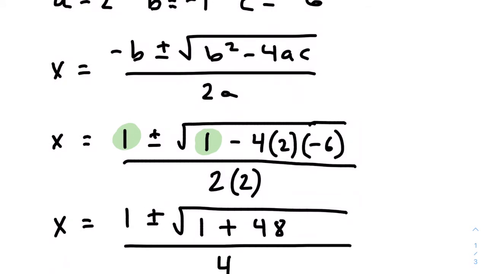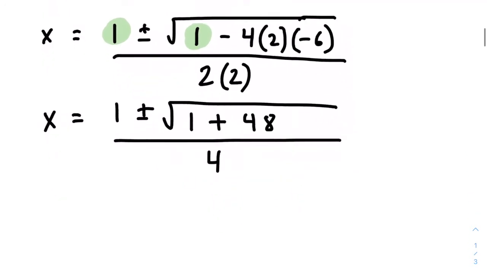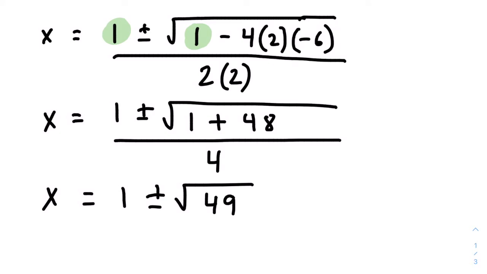All right, so we're just going to keep rolling. We can simplify a little bit more. So that can become 1 plus or minus the square root of 49. That's a good thing, because I know the square root of 49. And that's going to be divided by 4.